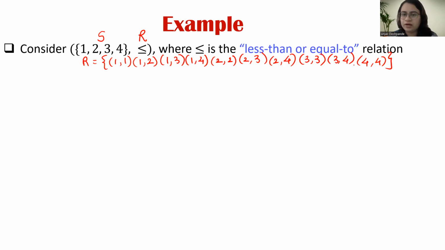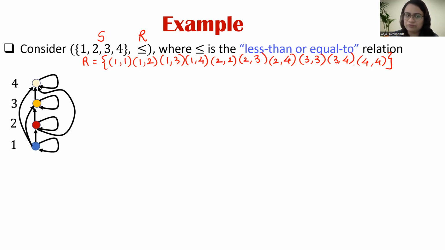Now I have to draw the Hasse diagram. We already know how to draw the diagram of any given relation R. So firstly, I am drawing the diagram of R. It will look like this. As you can see, 1 is related to 1. This is the arrow. 1 is related to 2, 1 is related to 3 and so on. So this is the diagram. Consider this as points rather than circles. Now, what is the first step?